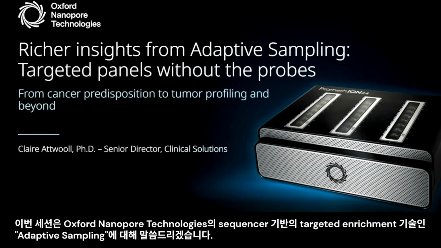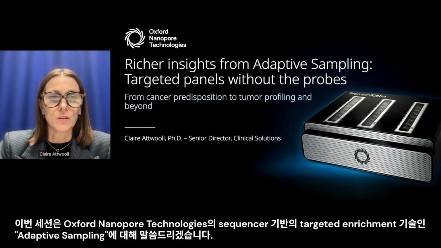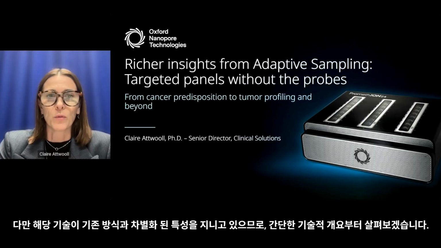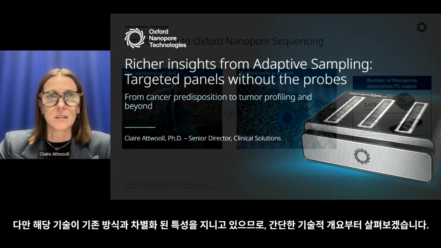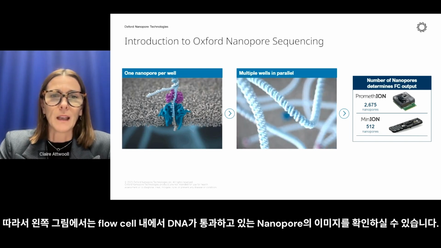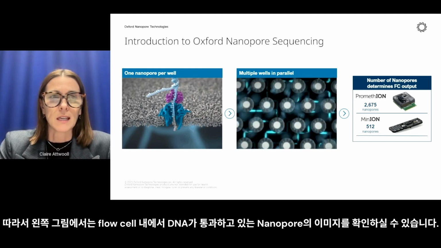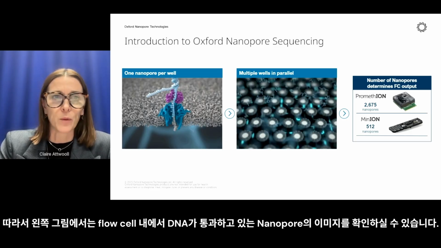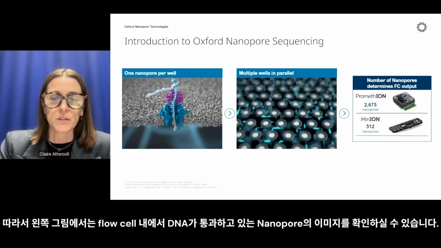I'm going to talk to you about adaptive sampling, which is Oxford Nanopore's on-sequencer targeted enrichment technology. But I thought I would just start with a brief overview of the technology itself, because it is quite different. So in this figure on the left, you can see a sort of static image of a pore. That is a nanopore with DNA passing through it in the flow cell.